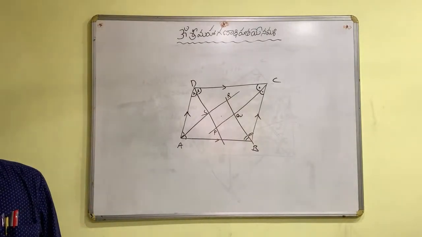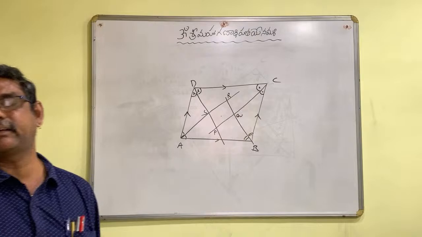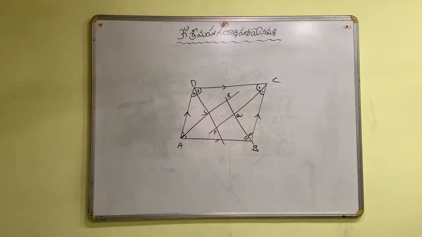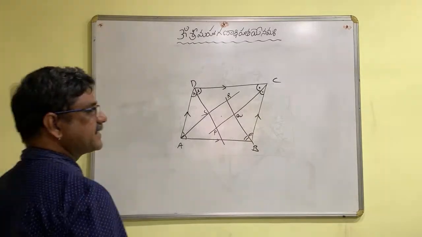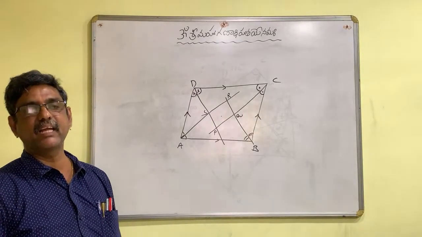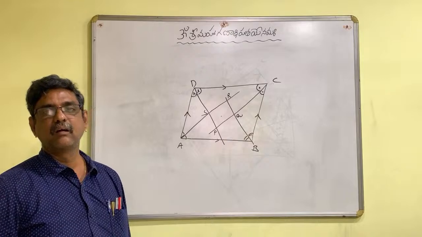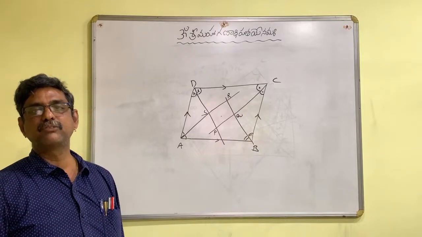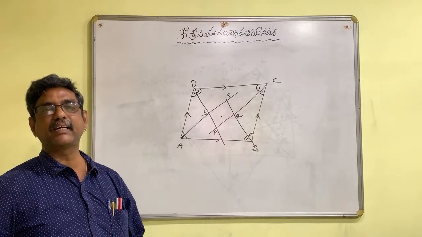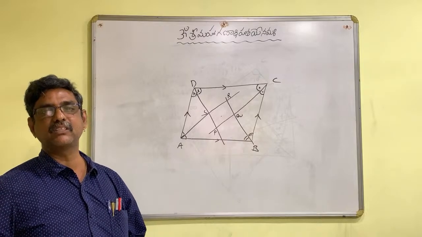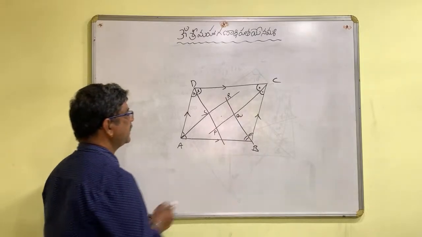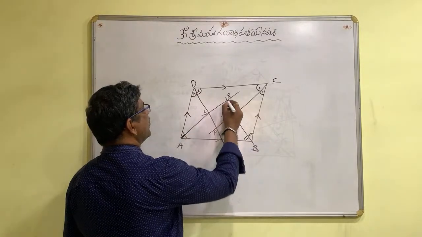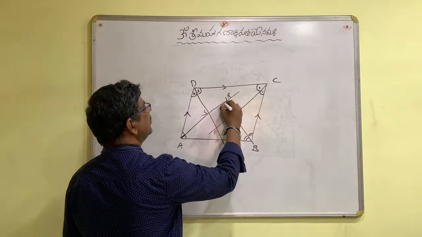Now only we saw the bisectors of any two adjacent angles form a right angle. Means the angle between the bisectors of any two adjacent angles is 90. See here, AR, BR, angle between them is 90.